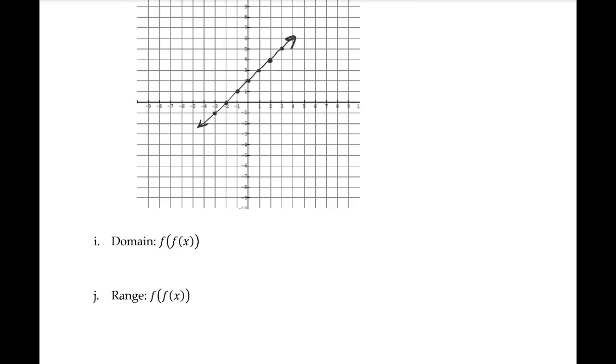Well, because it's the same function within a function, we're seeing the same piece again. So negative infinity to positive infinity, unrestricted, so it stayed unrestricted. Range was unrestricted, and we see that's also maintained.